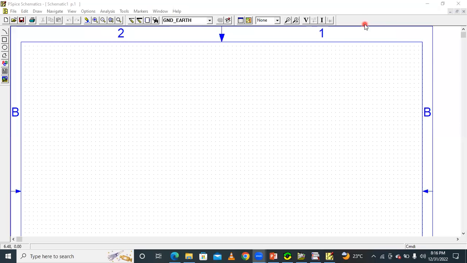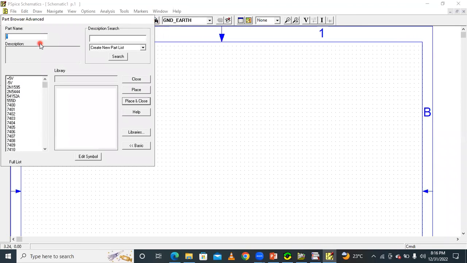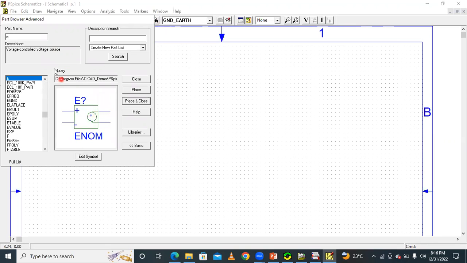Now open PSpice schematic. Under this, go to the PSpice library by pressing the new part button, and you will get the parts here. The dependent sources are named E, F, G, and H. E is the voltage dependent voltage source. F is the current dependent current source, that is, the current controlled current source.